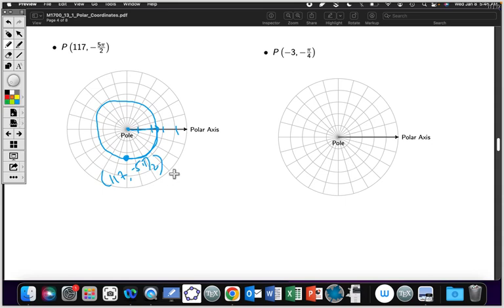If I wanted to have another representation with the positive radius, it would be positive 11/7, and I could just rotate counterclockwise. I could just go around this way, and I would end at 3 pi over 2.